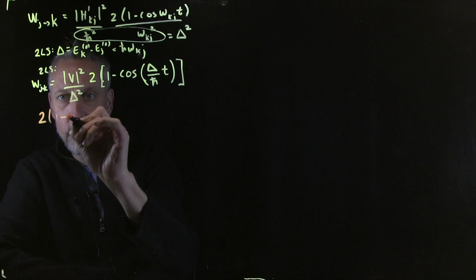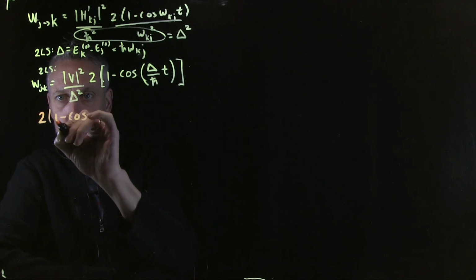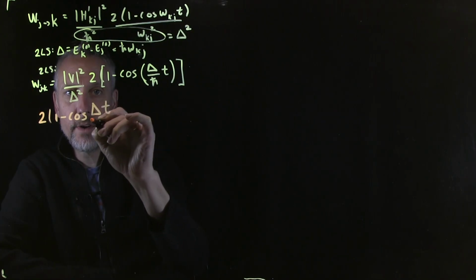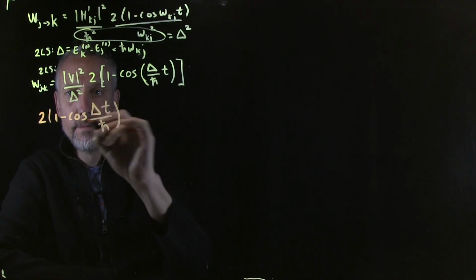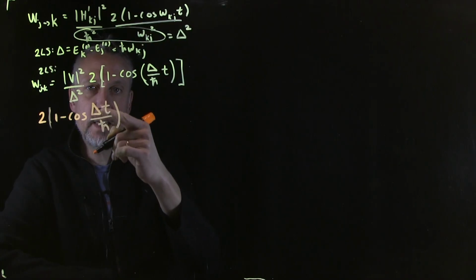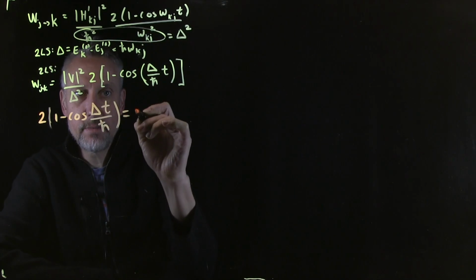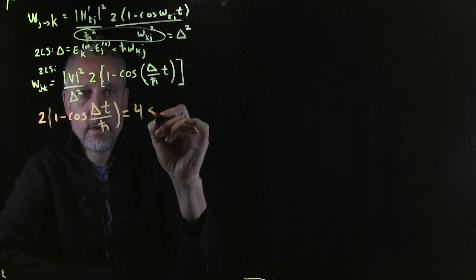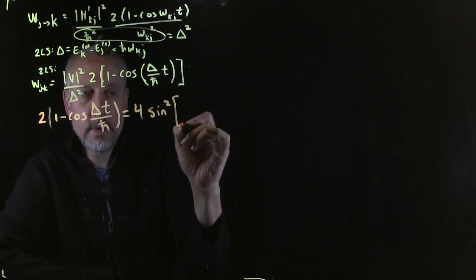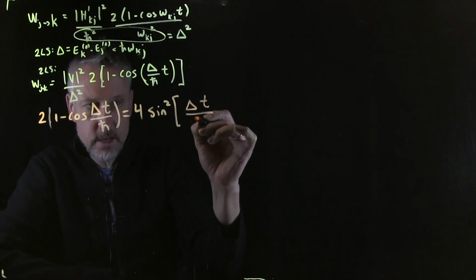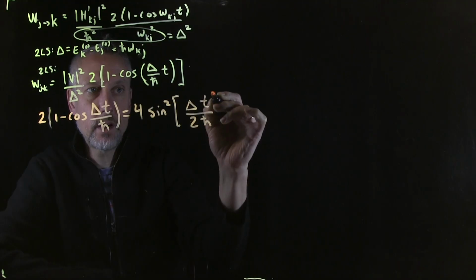2 times 1 minus cosine of delta times t over h bar. Remember, delta, it's not delta t. Delta is the energy gap. t is time. This happens to be equal to 4 sine squared. We could have just written it this way instead: delta times t divided by 2 times h bar.